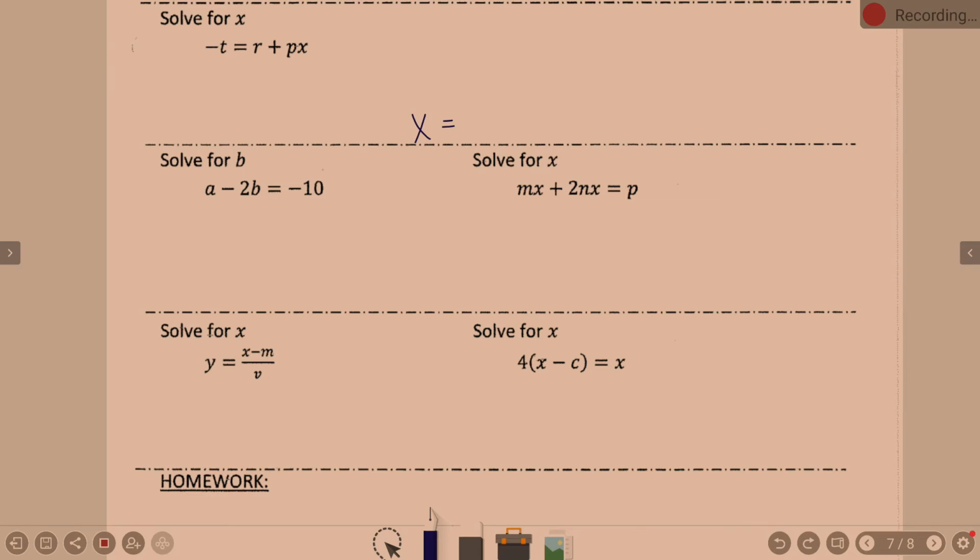And maybe that's unnecessary to you, but an option that I would suggest is make this r plus px equals negative t.